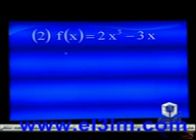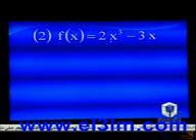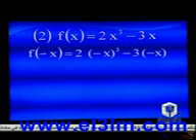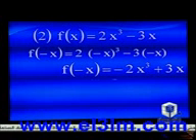Number 2, f of x equal 2x power 3 minus 3x. برضو the same f of negative x equal 2 multiplied by negative x all power 3 minus 3 multiplied by negative x. This is equal to, negative with power odd, it is negative. Then it is equal to negative 2x power 3 plus 3x.